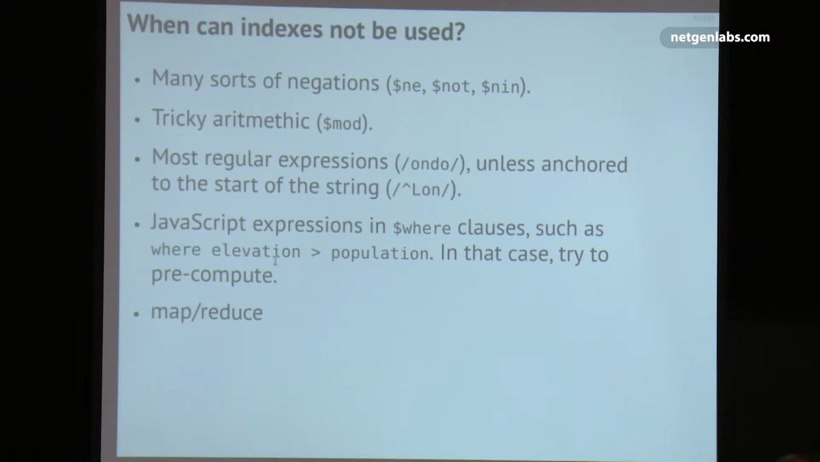If you use a JavaScript expression with where clauses, which is something I haven't spoken about yet at all, because you absolutely shouldn't be using that because it's kind of crappy and slow and just doesn't work very well, so I haven't spoken about it. Or when you're using MapReduce. MapReduce in MongoDB can also not make use of the index, but the aggregation framework can. So it's a good reason to use the aggregation framework.